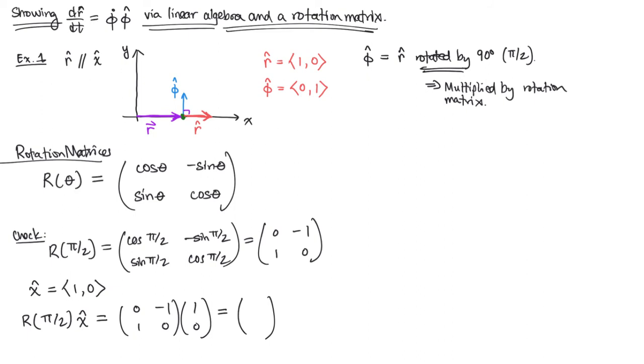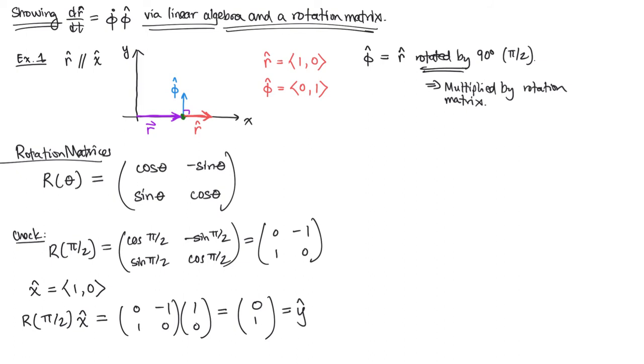And when I multiply that out, I'm going to get another 2x1 column vector. So when I do my multiplication, I get for this first entry 0 times 1 plus minus 1 times 0. So that indeed gives me 0. And then in the bottom entry, I'm going to get 1 times 1 plus 0 times 0. That's 1. And indeed, that is the y hat unit vector. So what I've shown is if I multiply by this rotation matrix, I've rotated x hat into y hat by multiplying by a 90-degree rotation matrix.